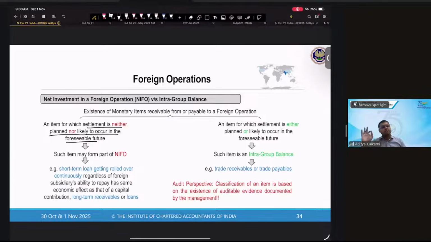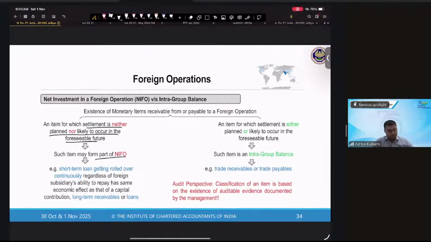When will this money mostly come back to you? It will mostly come back when you close the operation. Until then, that money will stay there. It will come back to you when you shut operation. Along with that FCTR, this money will also come back. You will say "I got this money back" only at that point of time. Now you cannot even anticipate when this money will come. So we call it a part of net investment in foreign operation.